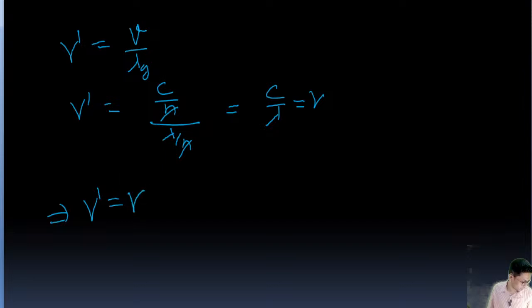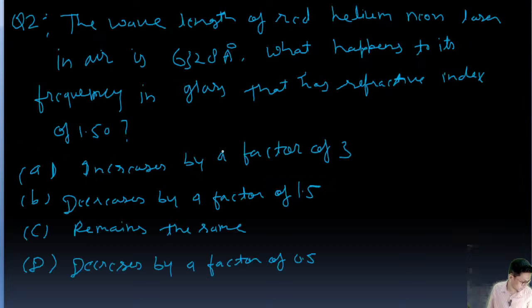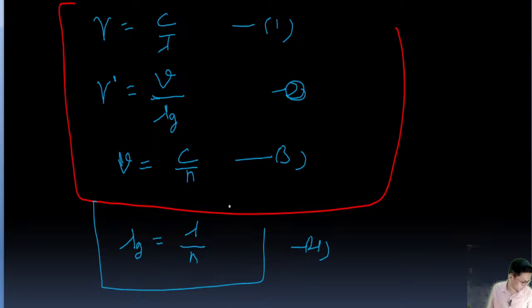Okay, so which option is matching? In this case, the glass has refractive index 1.50. So what happens to frequency? This frequency will remain the same. These four formulas you must know, guys. This is in vacuum, this is in any medium, this is in vacuum, and this is in any medium. This is n.